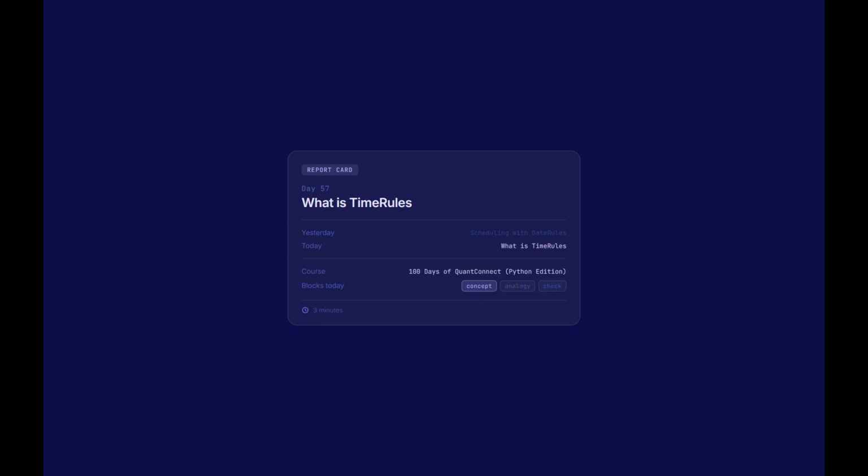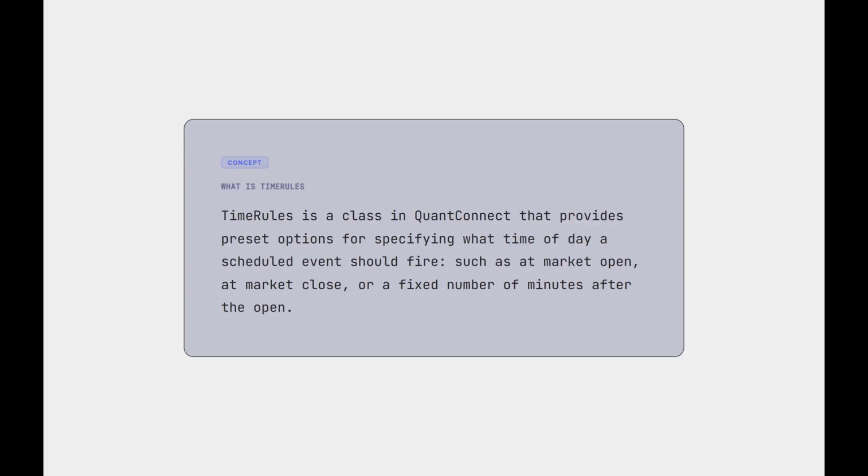That's what TimeRules does. So, what is TimeRules? TimeRules is a class in QuantConnect that provides preset options for specifying what time of day a scheduled event should fire, such as at market open, at market close, or a fixed number of minutes after the open.